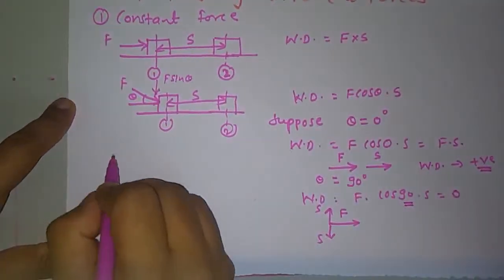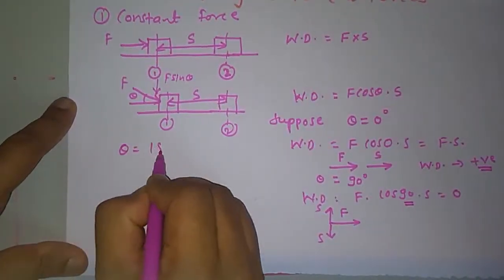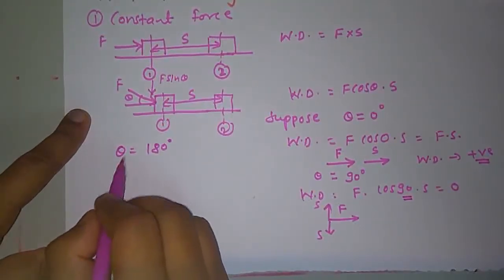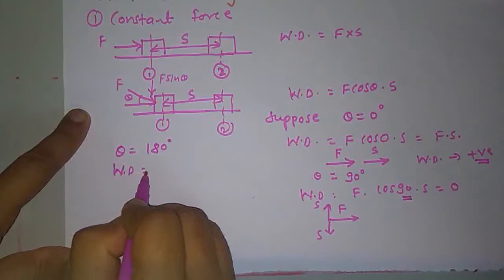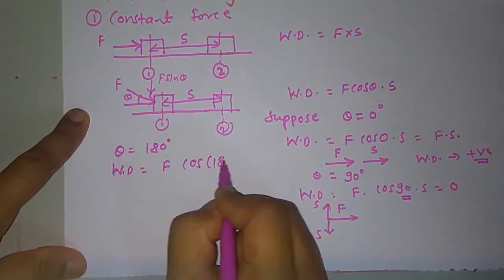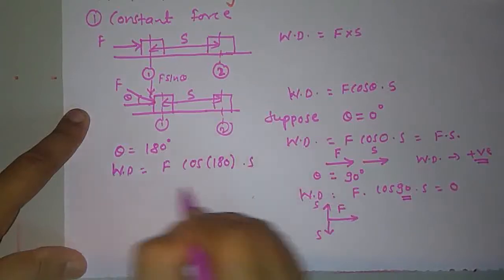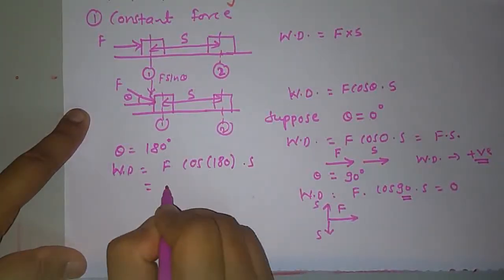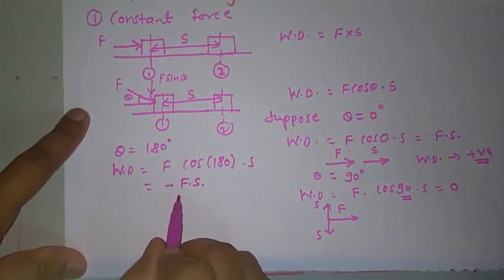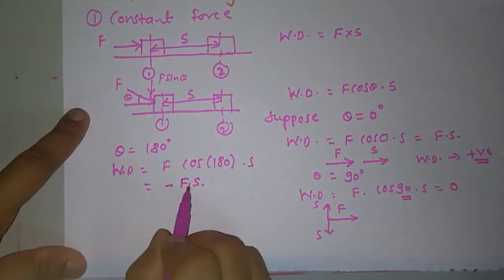And the third condition is theta is equal to 180 degree. So work done is equal to F into cos 180 into S. What is cos 180? It is minus F into S. That means work done in this case is negative.